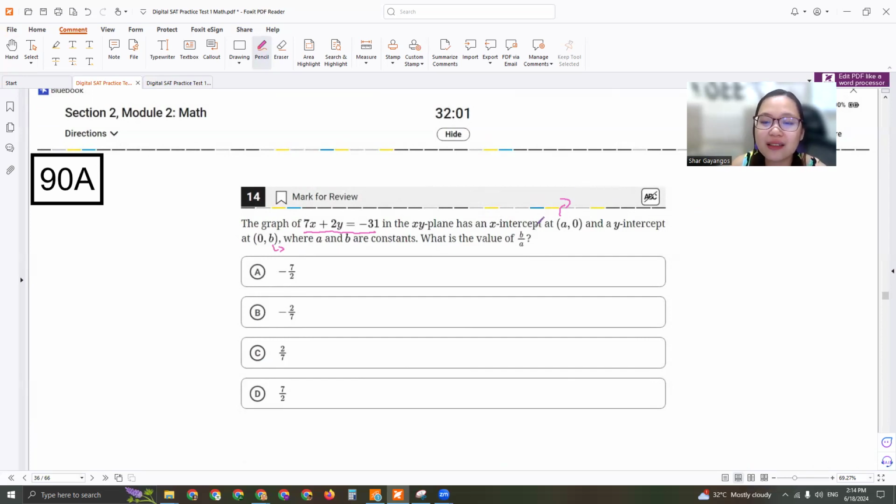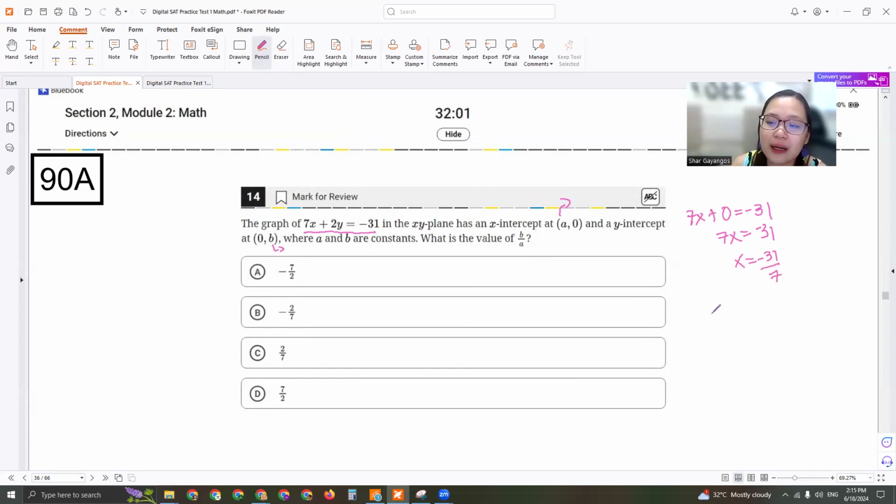So we have x here. The x-intercept tells us the value of x when y is equal to 0. So meaning we have 7x plus 0 is equal to negative 31. So x is just equal to negative 31 all over 7.